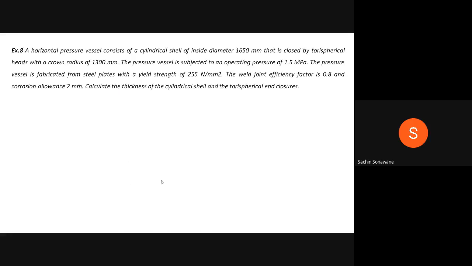Now we'll solve this problem. Example 8. A horizontal pressure vessel consists of a cylindrical shell of inside diameter 1650 mm that is closed by torus spherical heads with a crown radius of 1300 mm. The pressure vessel is subjected to an operating pressure of 1.5 megapascal. The pressure vessel is fabricated from steel plates with a yield strength of 255 Newton per mm square. The weld joint efficiency factor is 0.8 and corrosion allowance is 2 mm. Calculate the thickness of the cylindrical shell and the torus spherical end closures.